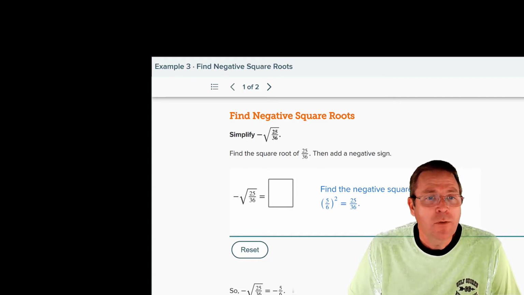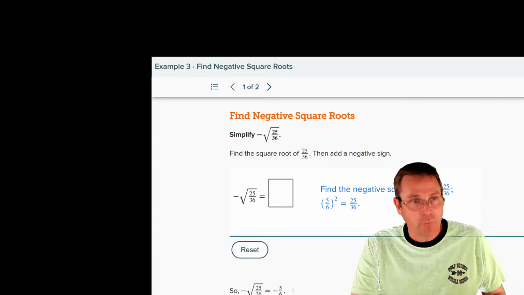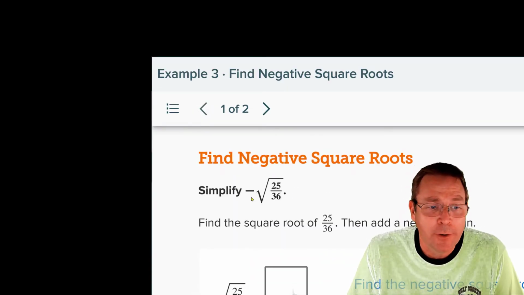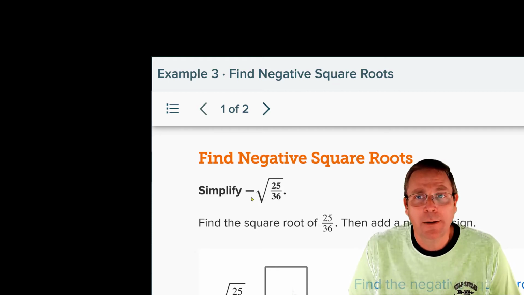The only real big difference between the negative square roots and the other square roots we've been doing is it has a negative sign out front of it. That means that the answer is going to be negative.